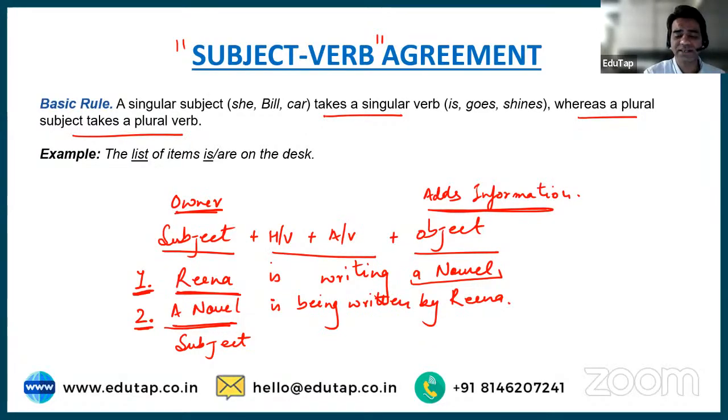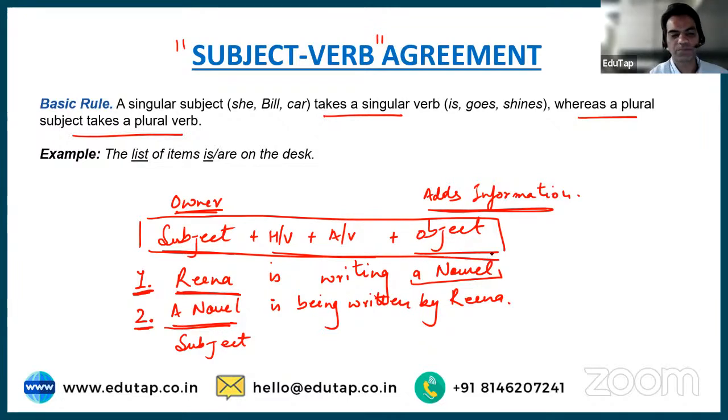So you must understand what is the purpose of an object. It is used to add additional information to the sentence. So that is what we call the structure of a sentence: subject, helping verb, action verb, and then it is finished by an object. Now, guys, the question arises, sir, does every sentence need an object? No. For example, if I say she is sleeping, that sentence is absolutely correct. But why do we use an object? To add additional information into it.